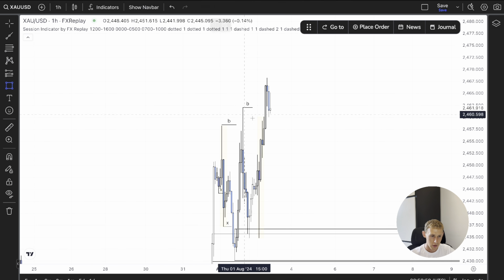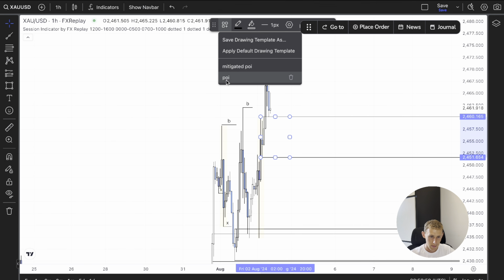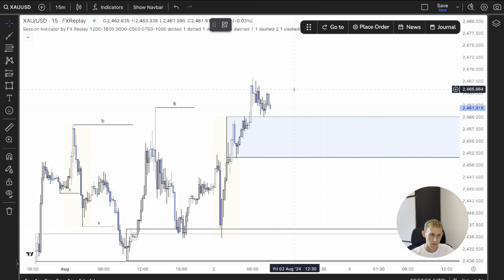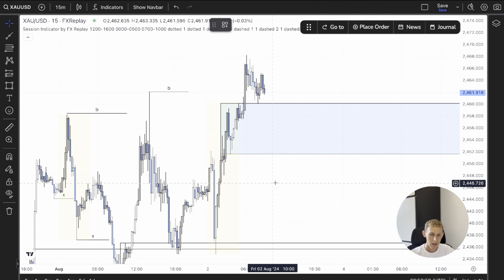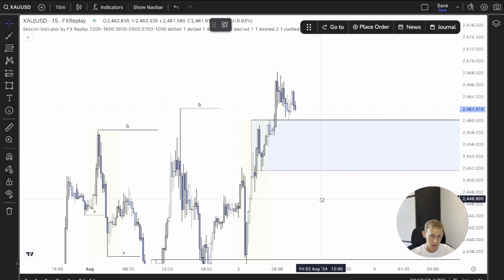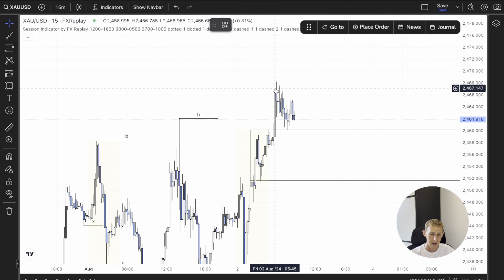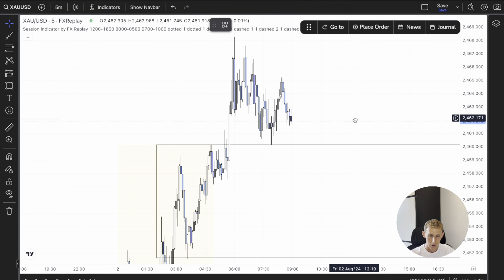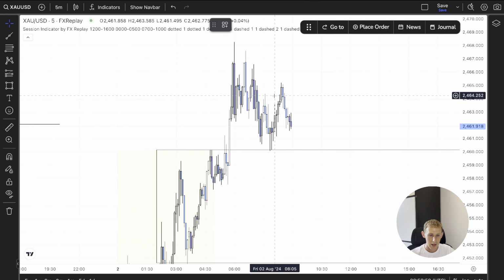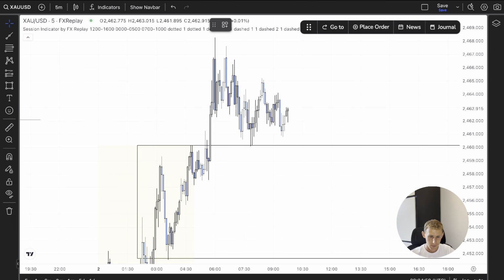Okay, next point of interest, we have this area of demand. Obviously as well, considering the momentum here, you wouldn't really expect a deeper retracement just because of how slowly price is pulling back and how bullish it was beforehand. So if we have a look here, it has given us a change of character, but there's no imbalance, so this is not quite valid yet.